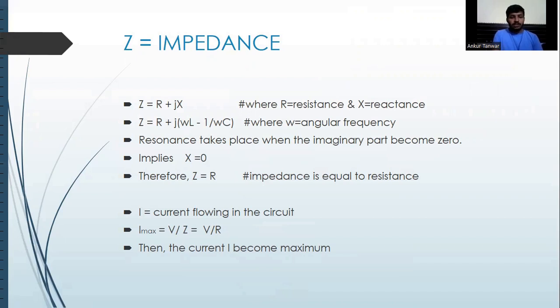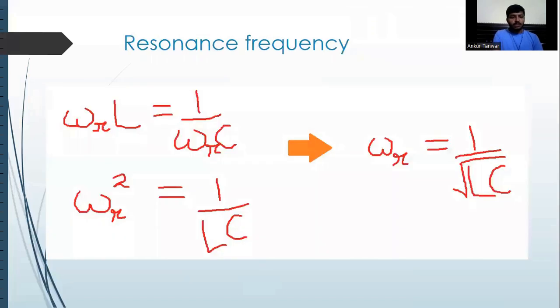Resonance takes place when the imaginary part becomes zero, which implies the reactance becomes zero. Then the impedance becomes equal to the resistance, which is the minimum value of the impedance at resonance. The current flowing through the circuit increases as the impedance reduces to its minimum value, which is the resistance. Then I max is equal to V by R. So the current becomes maximum at resonance.